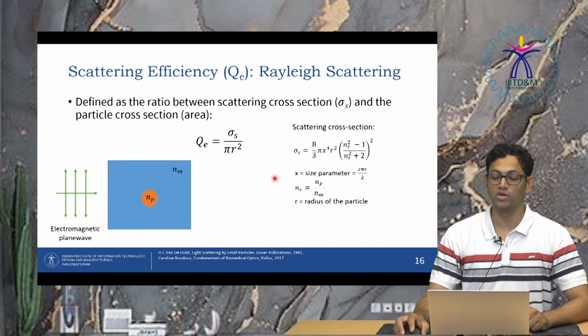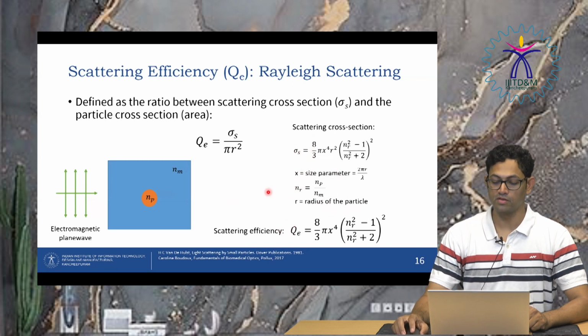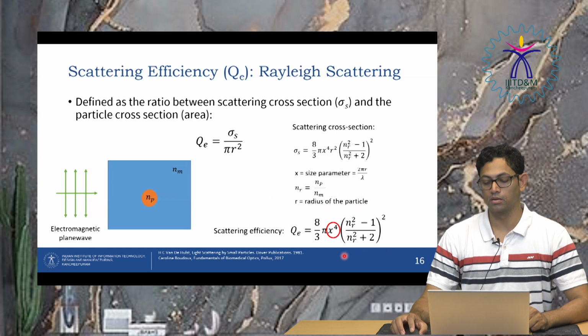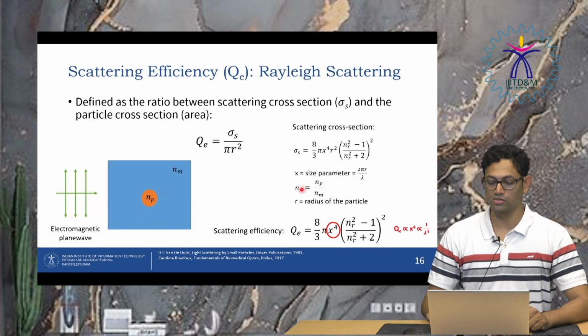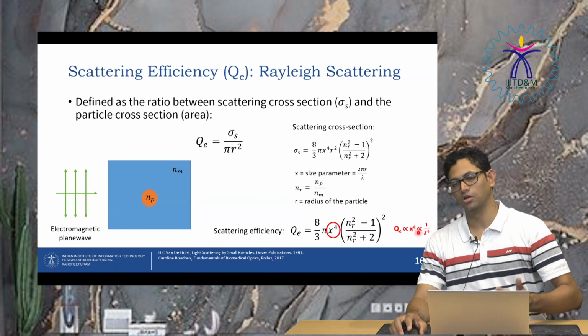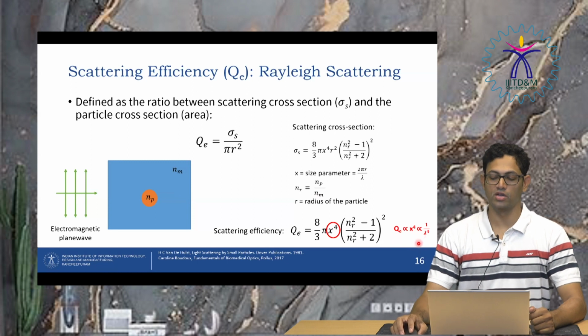So if you use this, you can find the scattering cross section, and from there you can find the scattering efficiency. Now what is important to see here is that the scattering efficiency is a function of the size parameter x with the power of 4, and it's inversely proportional to the wavelength with the power of 4. So that's how we can correlate with other things.